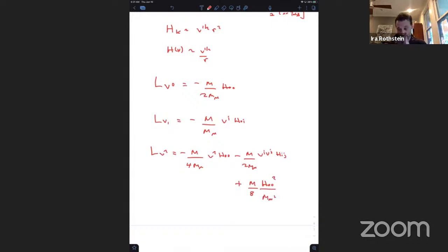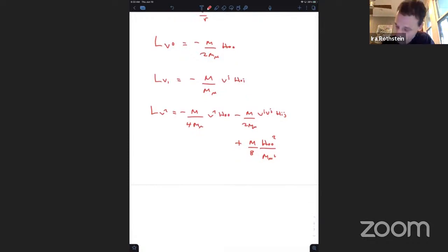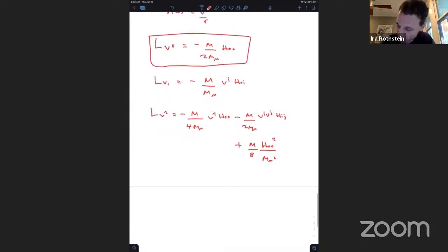Okay, so let's calculate the Newtonian potential and check our scalings. Let's look at each of these terms and see how they scale with L. So let's look at this guy here. Let's power count that term. So this guy goes like dt m over m Planck h00.